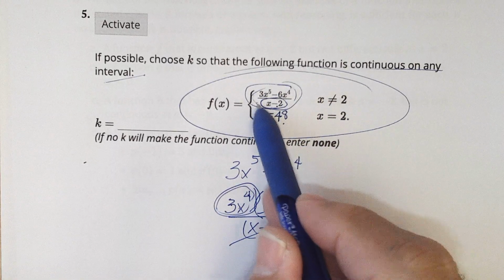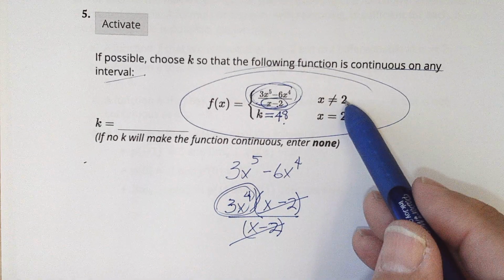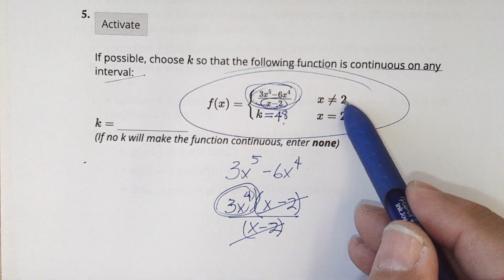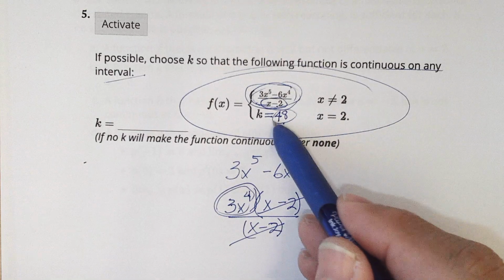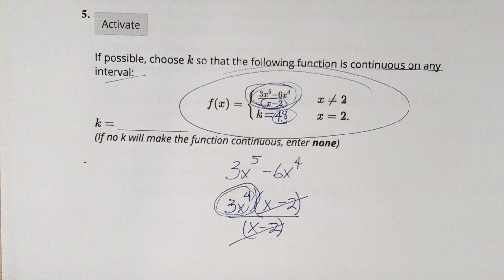Now you can go ahead and graph this on Desmos, slide your cursor until you get to 2, and it'll look like it's about 48. And that's the number we need to put there to make the function continuous.